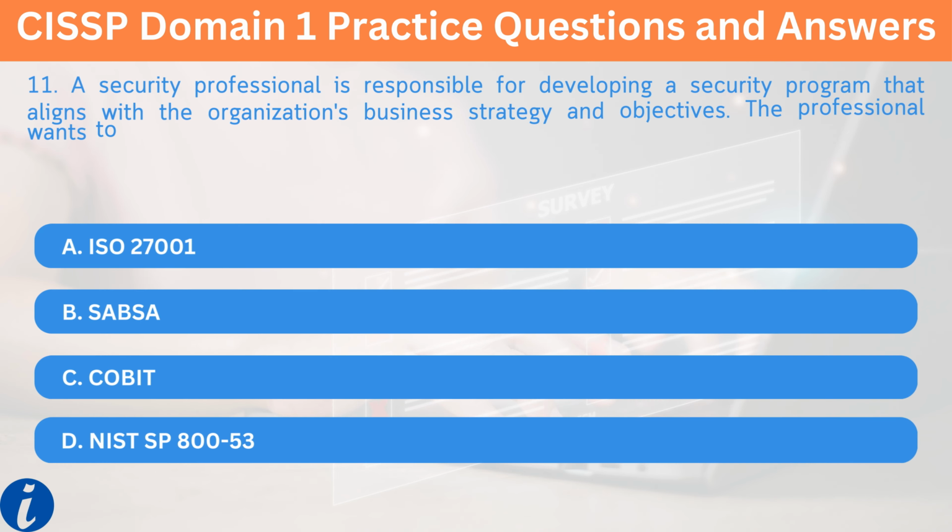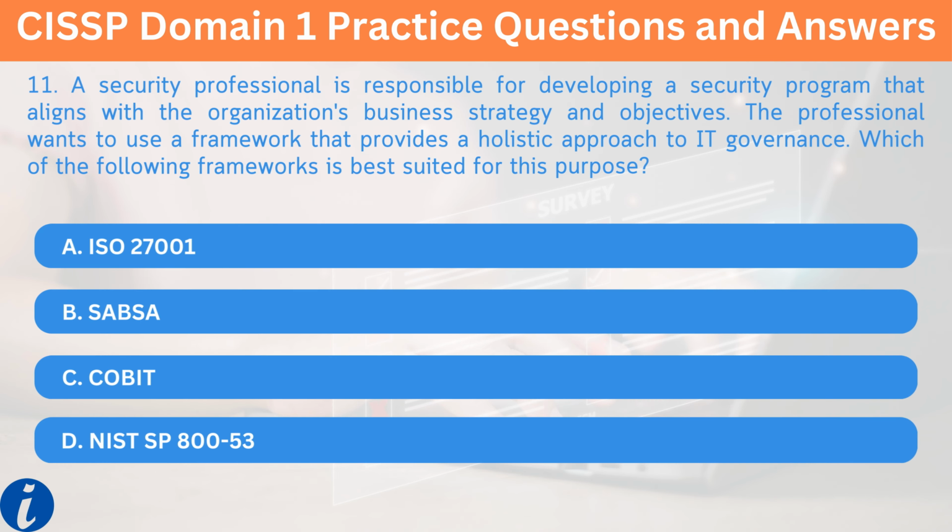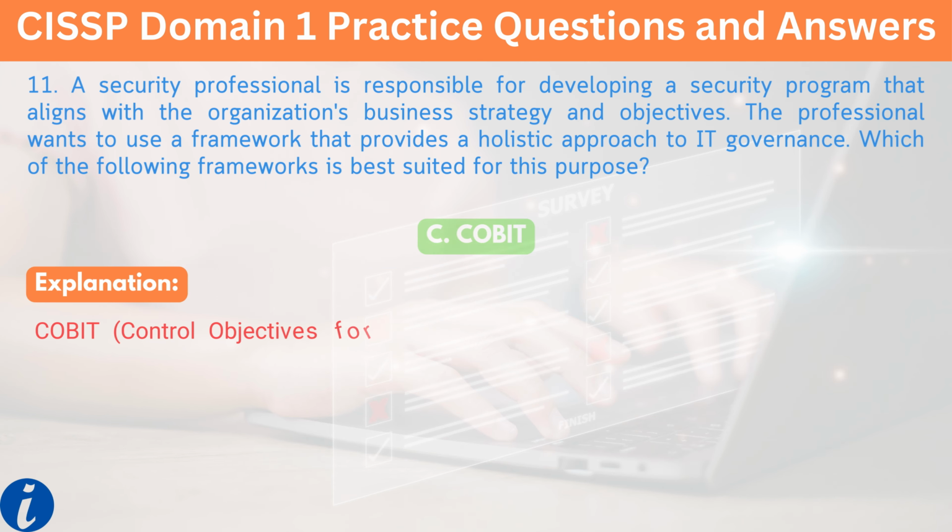11. A security professional is responsible for developing a security program that aligns with the organization's business strategy and objectives. The professional wants to use a framework that provides a holistic approach to IT governance. Which of the following frameworks is best suited for this purpose? A. ISO 27001. B. SABSA. C. COBIT. D. NIST SP 800-53. The correct answer is C.